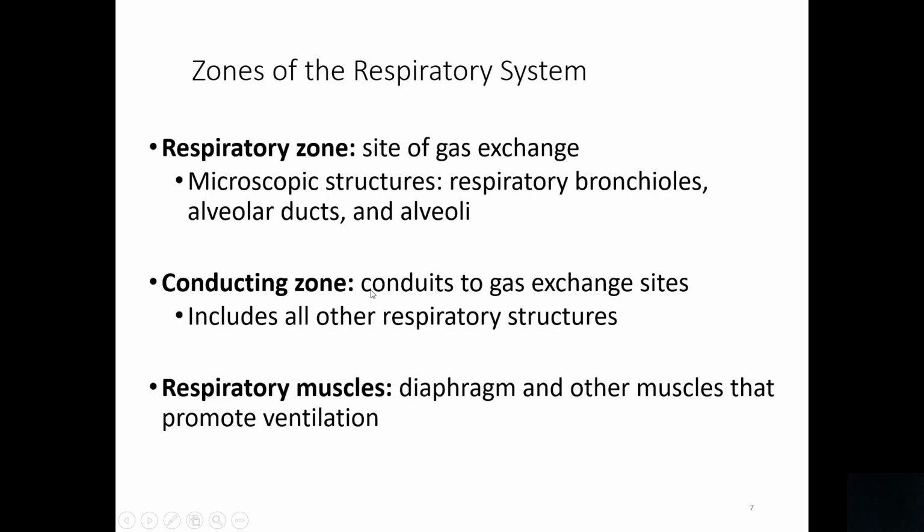Conducting zone, that would be all the organs and structures that carry oxygen to the alveoli, starting from the nose and into the lungs, and includes all other respiratory structures. And finally, we also have respiratory muscles, diaphragm, and other muscles that promote ventilation. We'll talk about them.